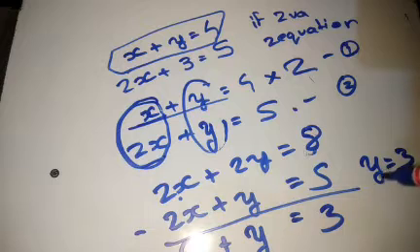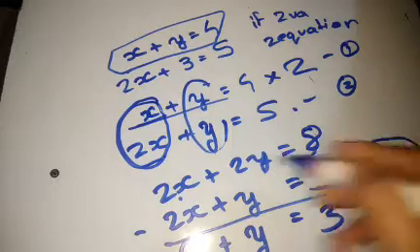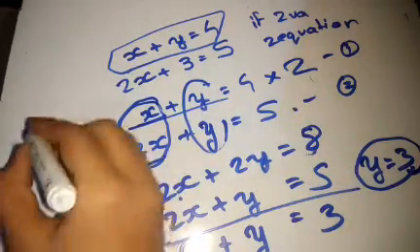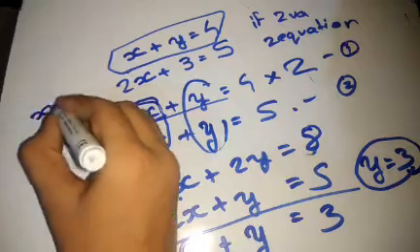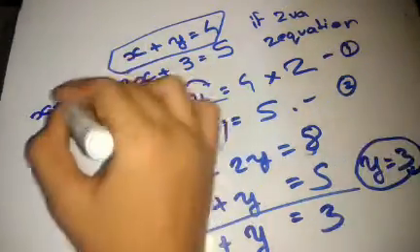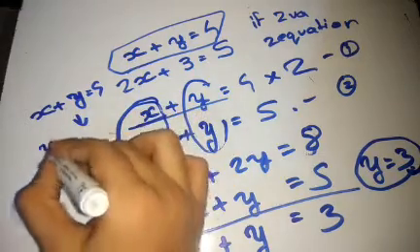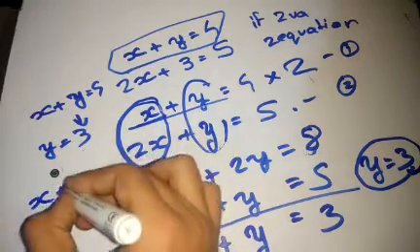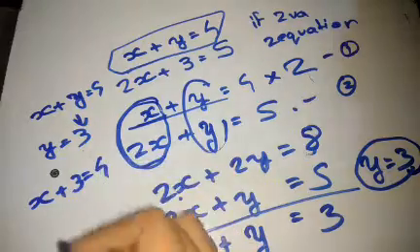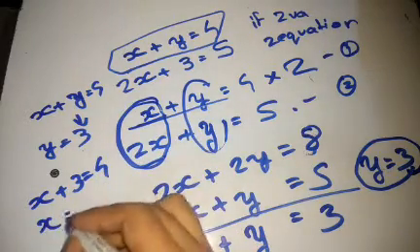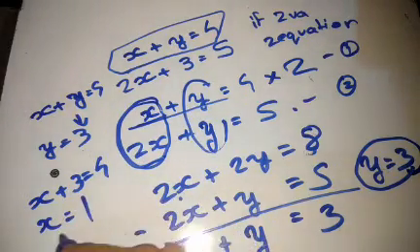So y is equal to 3. We just simply put this y equal to 3 in any one of these equations. If we put it in the first equation, x plus y equal to 4, then we put y equal to 3 here, x plus 3 equal to 4, and we will get x equal to 1. This will be the answer.